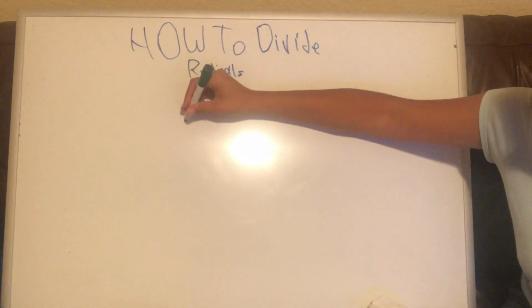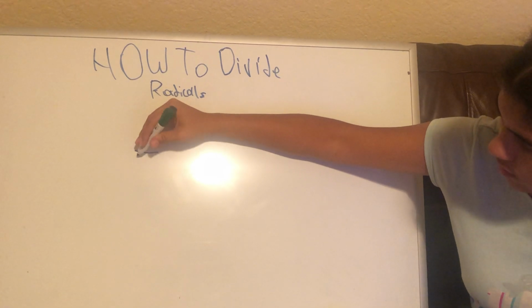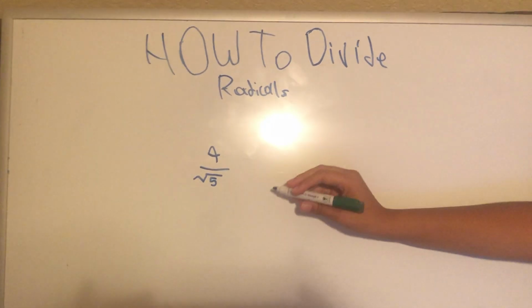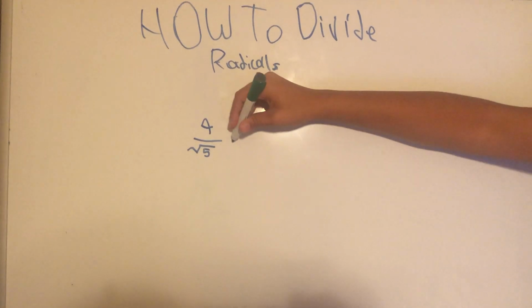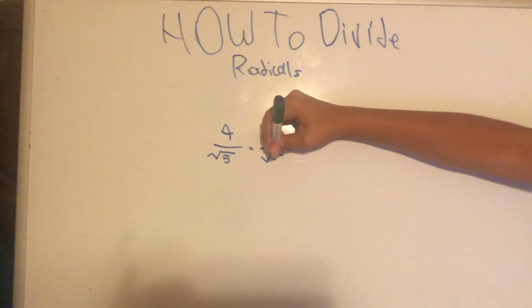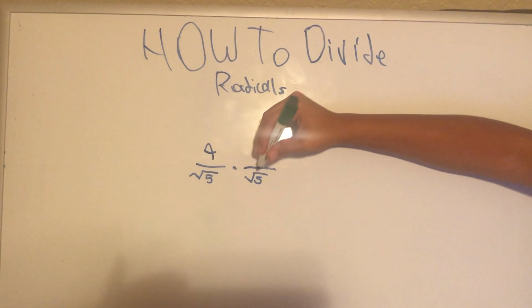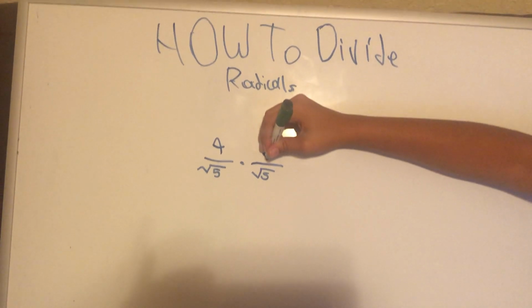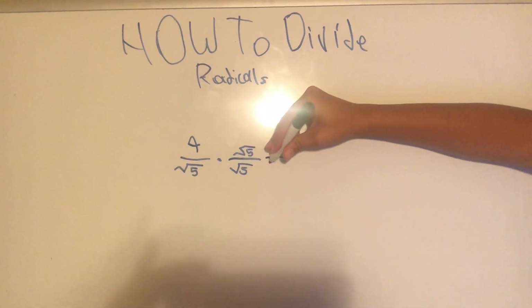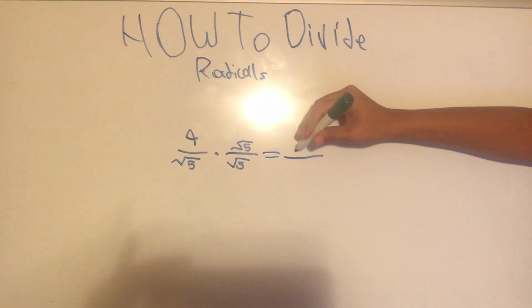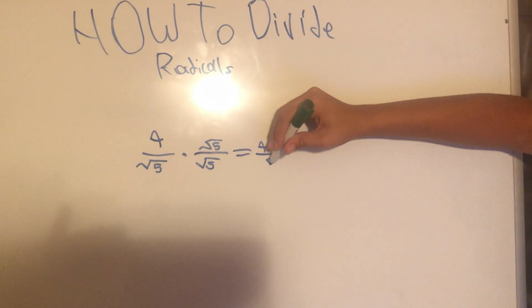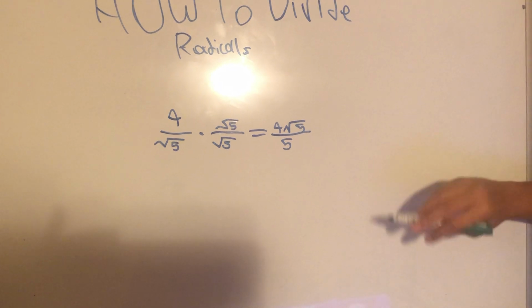So, the first rule in dividing any radical is that you cannot have a radical in the denominator. So, in order to solve this problem, you would have to multiply it by the denominator, which is radical 5, and make the denominator the numerator, which would be radical 5 over radical 5, which would give us 4 times radical 5 over 5, which would be our answer for this problem.